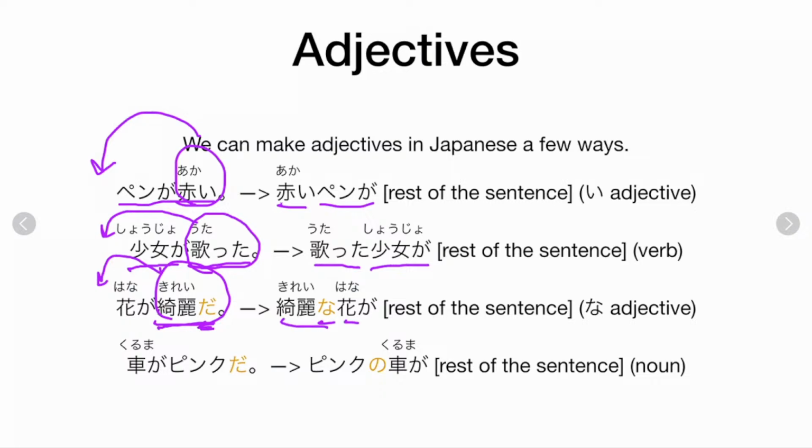Okay? And then the last way to make an adjective is to say that something belongs to a class of nouns. So kuruma ga pink da, right? So you take this pink da, this pink is a noun again, and you move it in front of the noun. Pinku no kuruma. So now when you say no, it changes a little bit from na. Rather than saying pink is car, you're saying car that belongs to pink. And we'll talk about how this no works in the future with some more detail.